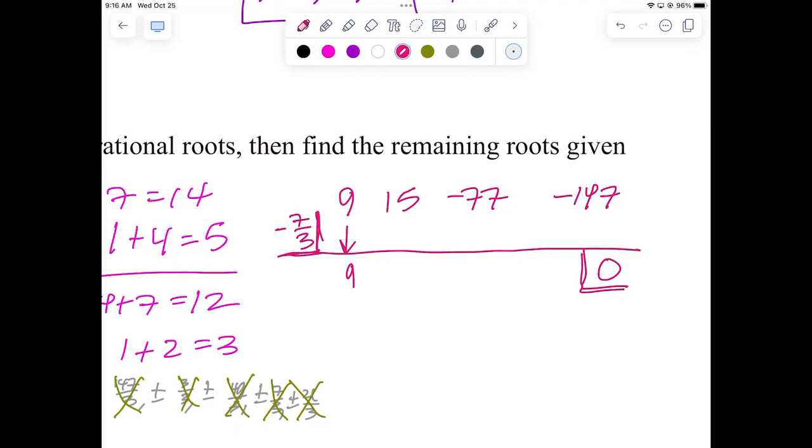Remember we had that discussion earlier in the year. So what's 9 divided by 3? 3. What's 3 times negative 7? Negative 21. We slide that up into the next row. Now we add. What's 15 minus 21? Negative 6. Now let's divide. What's 6 divided by 3? 2. What's negative 2 times negative 7? Positive 14. Now we add vertically and we get negative 63.